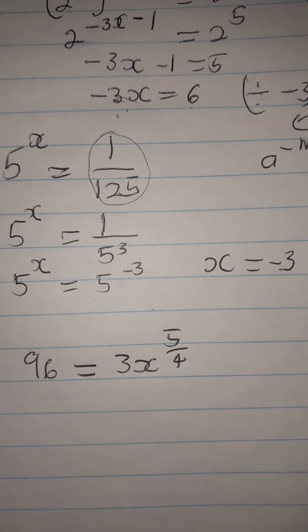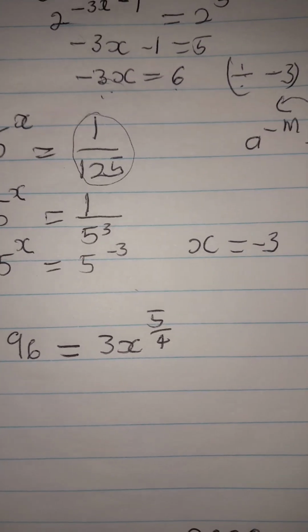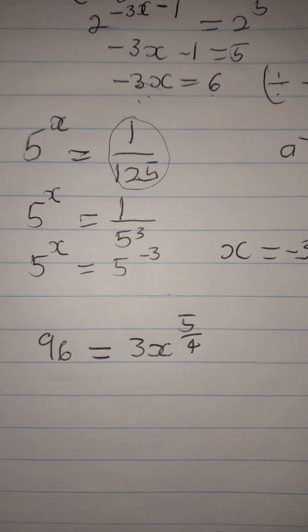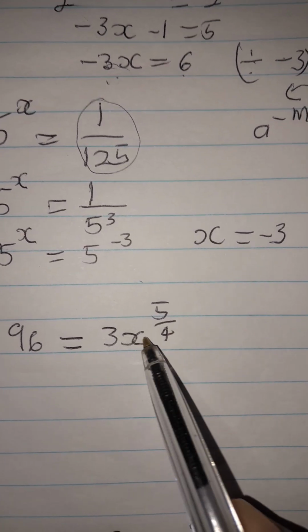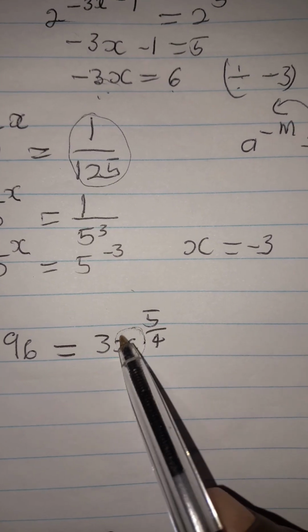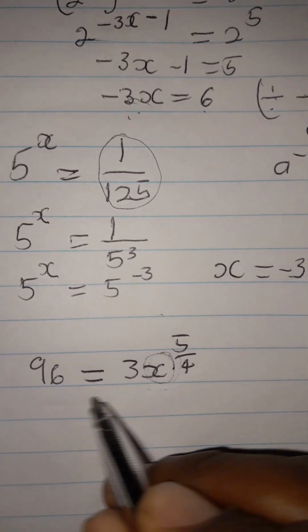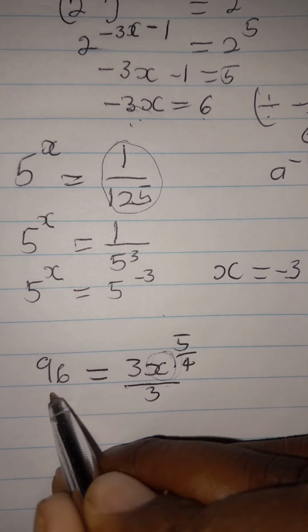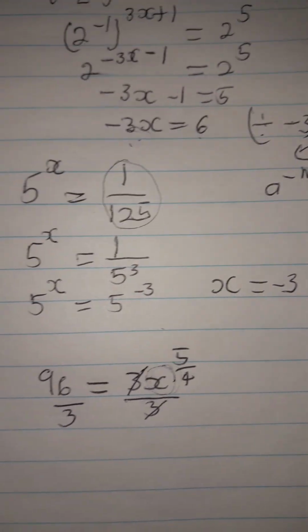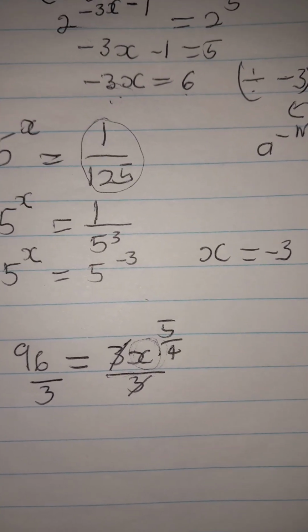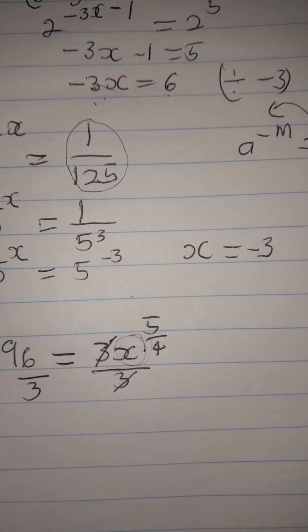Let's work out number 3. When we work out number 3, what are we going to do? We can see this is a rational exponent. We call it a rational exponent because it's an exponent whereby the base is unknown. So what we could do here, we can divide both sides by 3 to make x the subject. So we will then say 96 divided by 3. What are we getting there? We are getting 32.